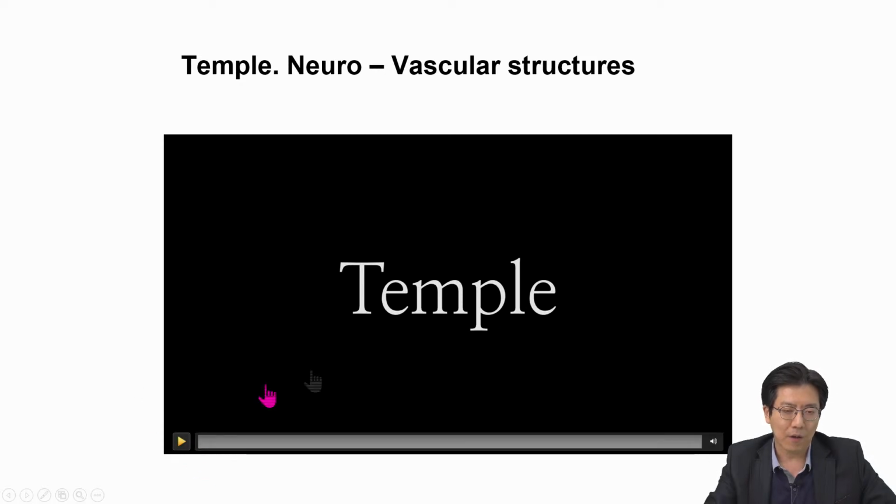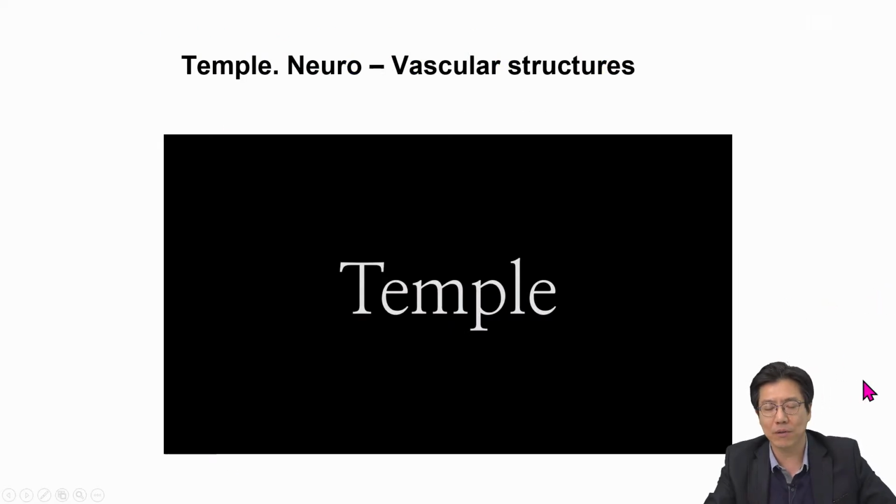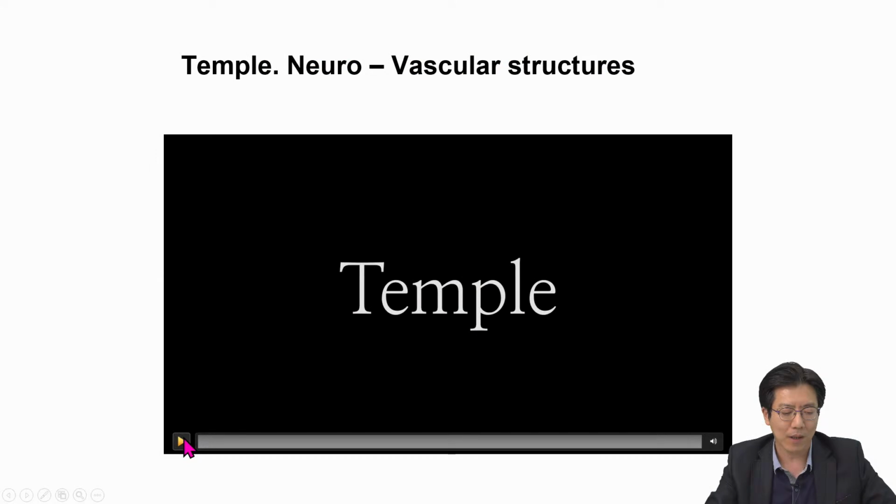Then, when we fix the thread, as I told you, our target structure is the zygomatic ligament. Then our thread should be located in the temple area. In the temple area, the anatomical structures are quite complicated. Let's see the video.